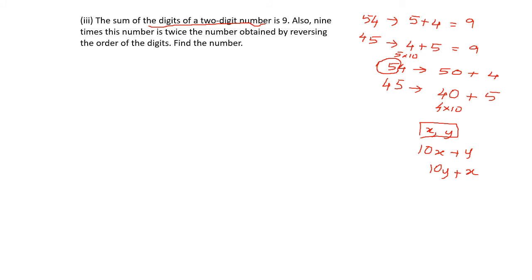Are you following? Now let us see here what is given. Sum of digits is equal to 9. First it is given sum of digits equal to 9. So we write, let the digits be x and y.